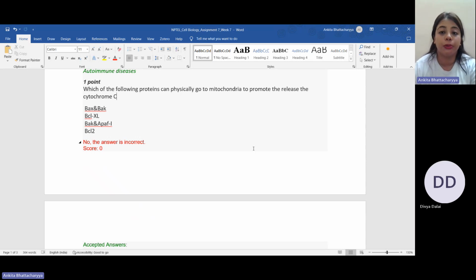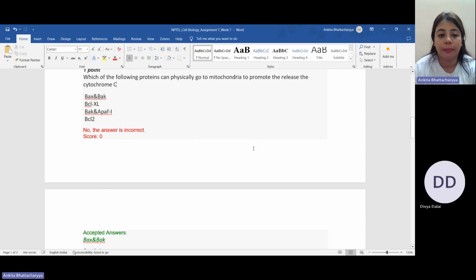Then in question 4, we are asked which of the following proteins can physically go to the mitochondria to promote the release of cytochrome C. So we have BAX and BAK, BCL-XL, BAK FAF1 and BCL2. If you remember that schematic representation, the main proteins that execute MOMP, or the permeabilization of the mitochondrial outer membrane, are BAX and BAK. They form this complex, go and bind to the mitochondria, and form channels which disrupt the outer membrane, permeabilize it, and release cytochrome C into the cytosol, which triggers the pathway of apoptosis. So it is BAX and BAK.